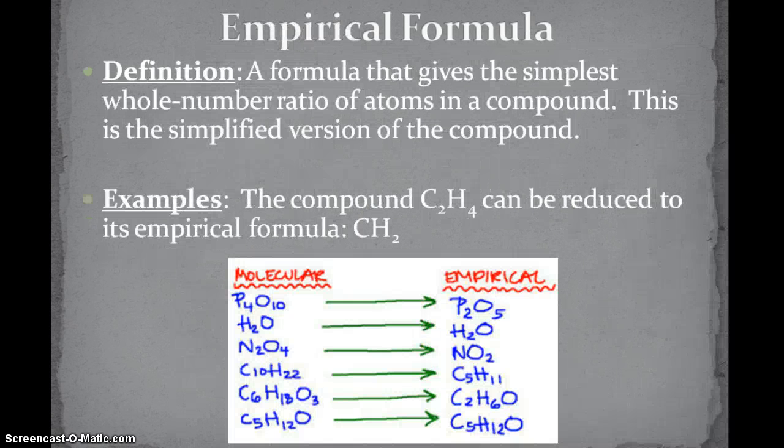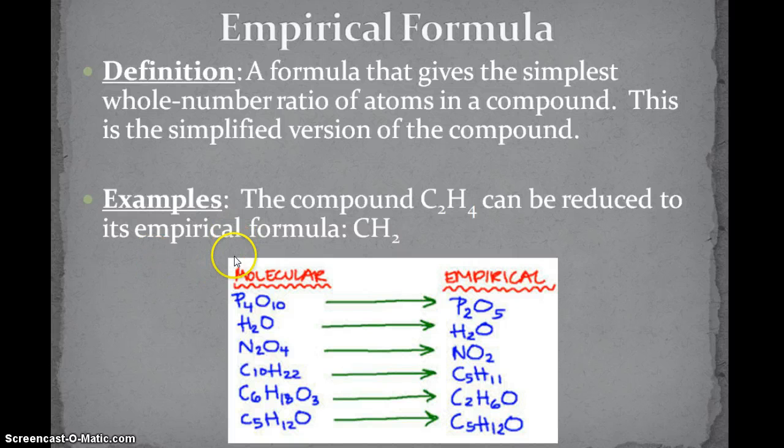This is in contrast to the empirical formula. The empirical formula is a formula that gives the simplest whole number ratio of atoms in a compound. This is the simplified version of the compound. For example, the compound C2H4 right here can be reduced by dividing each of these by 2 to its empirical formula of CH2. This is just like simplification in math class.